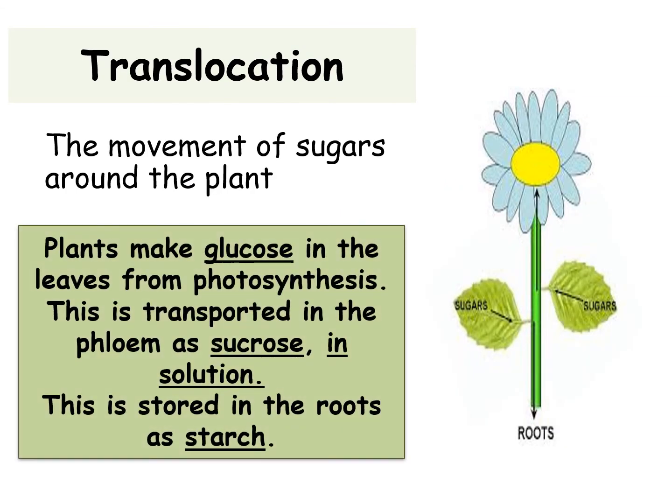So let's go into translocation. Now, translocation involves the movement of sugars around the plant, so sucrose, for example, that we mentioned earlier. Now, obviously, we know that glucose is made via photosynthesis, and this happens in the leaves. This needs to be transported somehow throughout the plant, and that is through the phloem as sucrose, and this occurs in solution. So it's not just sugar traveling by itself, it is in solution. This sucrose can then either be used or it can be stored in the roots as starch.